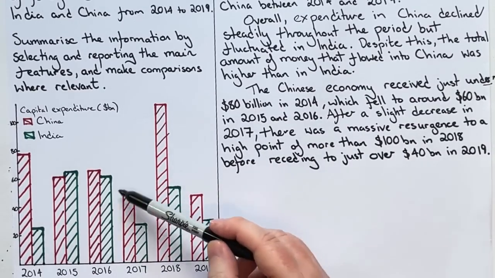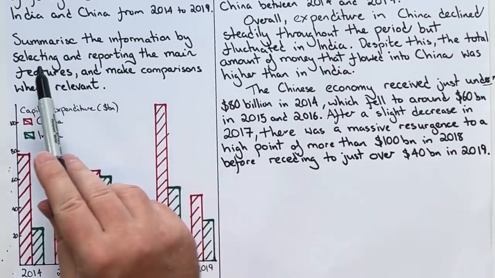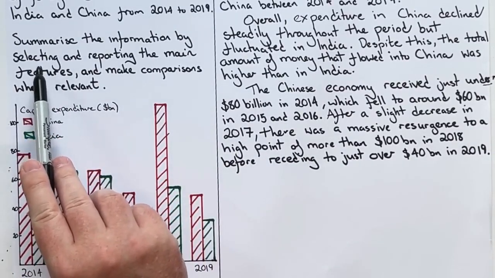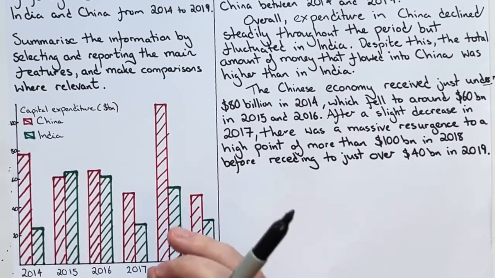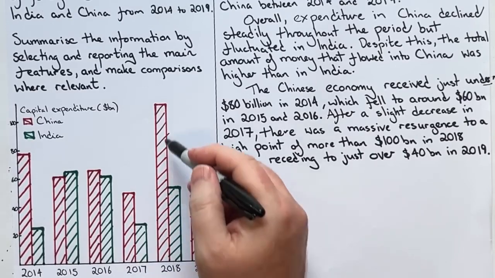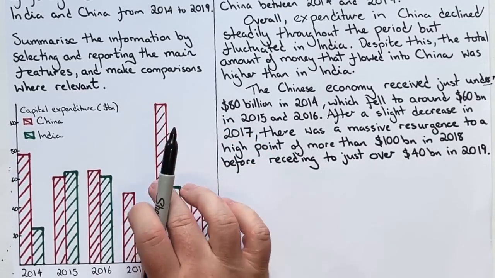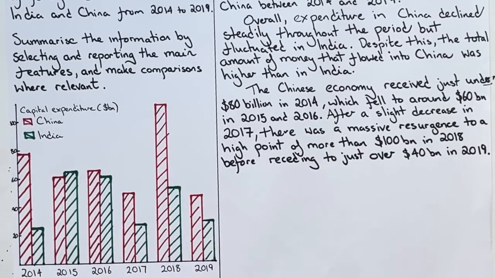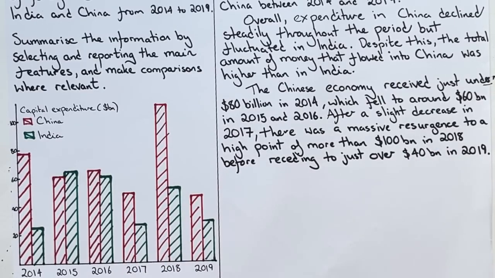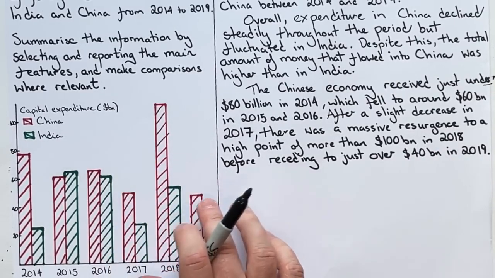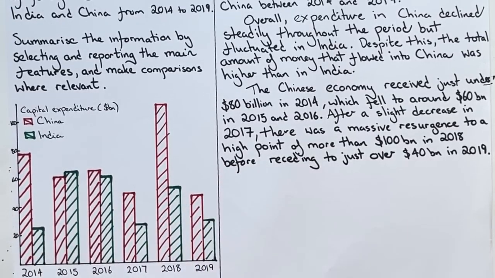So you'll notice I haven't put the data in for 2017. I've just said after a slight decrease. Remember, you're summarizing and selecting information. You are not reporting every single data point that you see. But this one is very important. This is the high point, so I am describing it and I'm really highlighting it by saying it's a high point, it's 100 billion, massive resurgence, and then it drops back down to around 40 billion in 2019. And that's it, done for the Chinese.